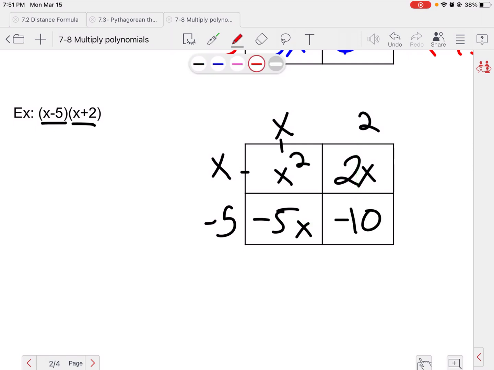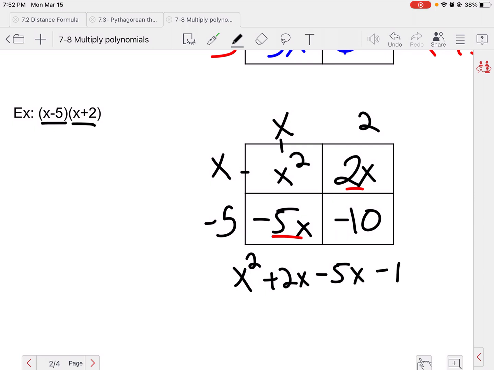Again, I can see I have some like terms here to combine, but I'm going to write them out just for giggles. So we have x squared plus 2x minus 5x minus 10. So we have x squared minus 3x minus 10.